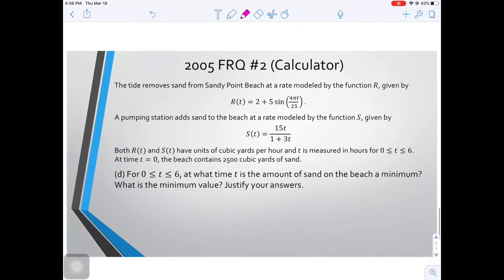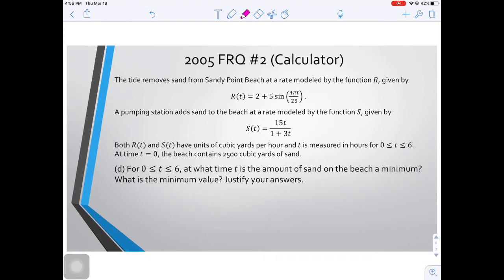All right. Last part, and this is the big one. For 0 to 6 hours, at what time t is the amount of sand on the beach a minimum? What is the minimum value? Justify your answers. Okay, so this is really where this whole idea of how we're going to end up using an indefinite integral to find an absolute extrema comes into play, because it's asking not just for any old minimum. This really means an absolute minimum, not a relative minimum.